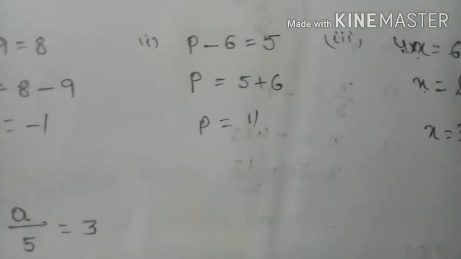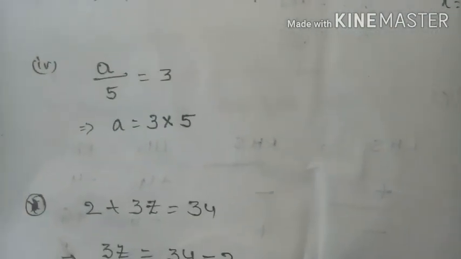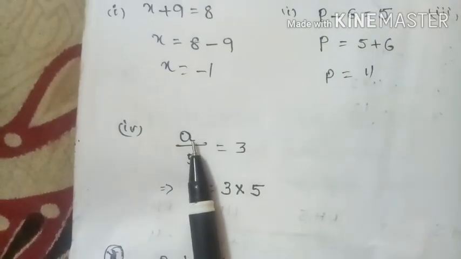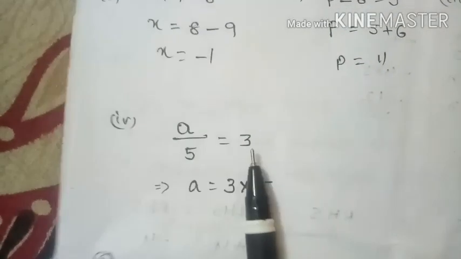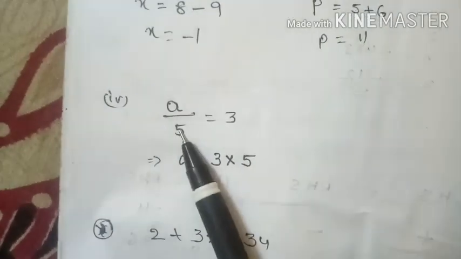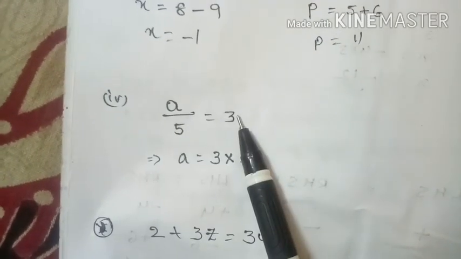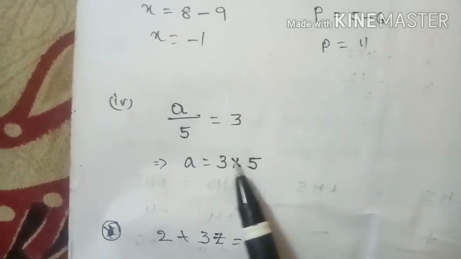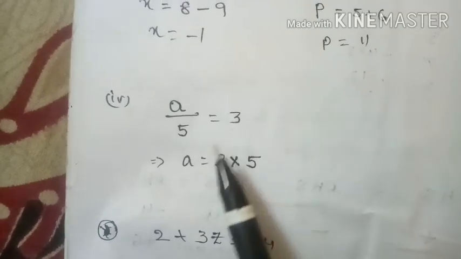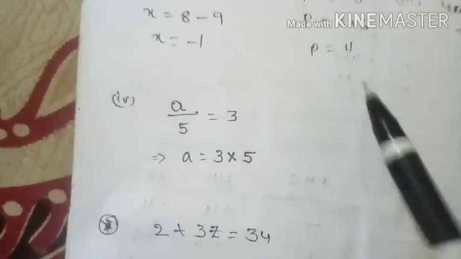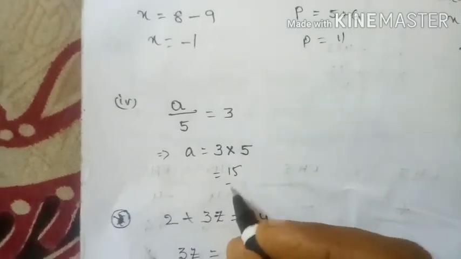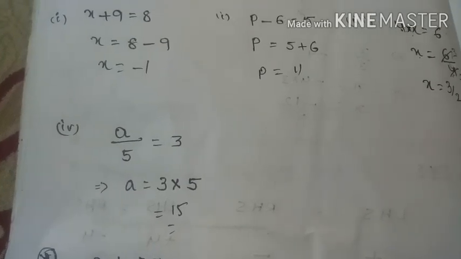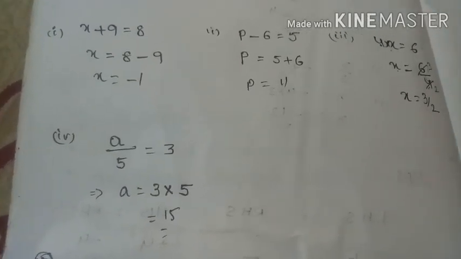Next one. a by 5 is equal to 3. a divided by 5. Here 5 is dividing a. If you transpose by 5 from LHS to RHS, it becomes multiplication, multiplied by 5. Then a is equal to 3 into 5, that is equal to 15. So in this way we have to find the variable values in linear equations. We will see some more examples.